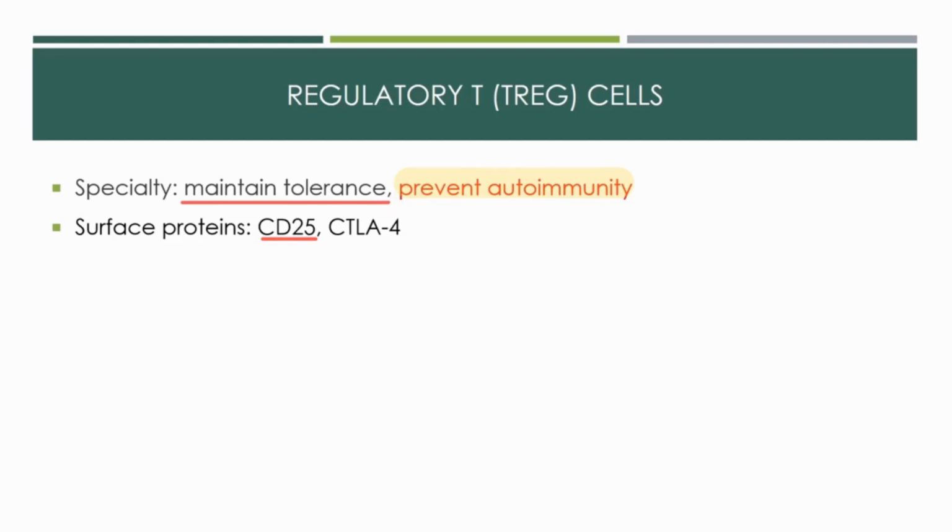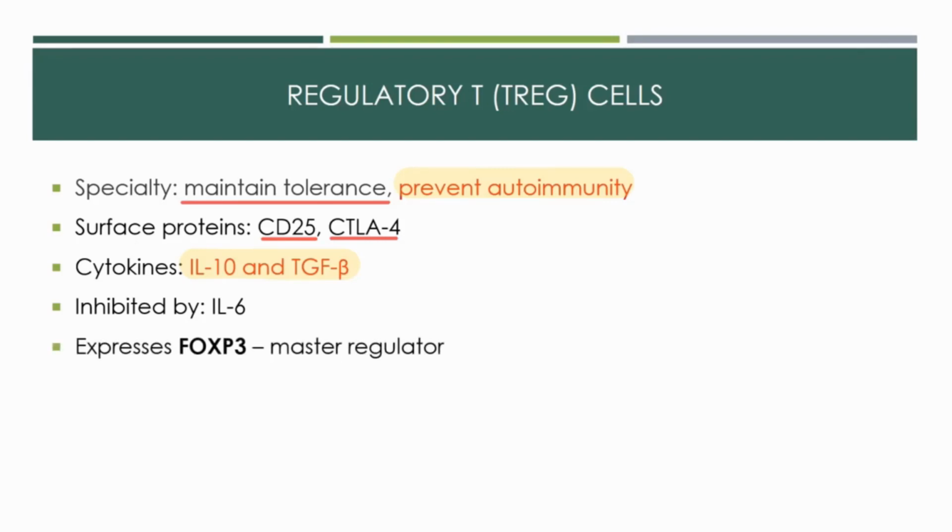Tregs also express a molecule called CTLA4, which helps them get rid of self-reactive T cells. CTLA4 works by competing with B7 for CD28, inhibiting the second signal for T cells and thereby causing T cell anergy. Since this is an anti-inflammatory cell, it produces anti-inflammatory cytokines, IL-10 and TGF-beta, both of which inhibit antigen presentation. And it should also come as no surprise that Tregs are inhibited by IL-6, a very pro-inflammatory cytokine.